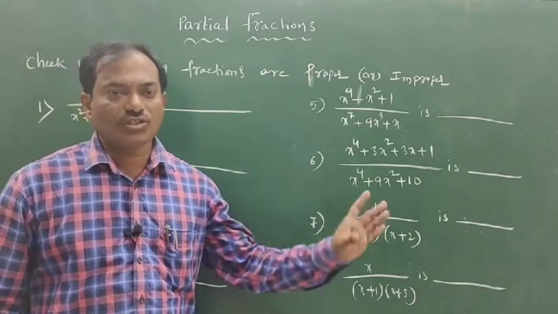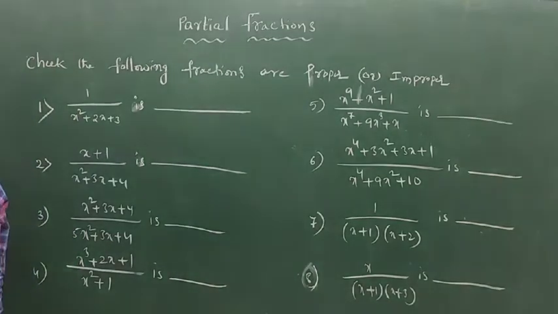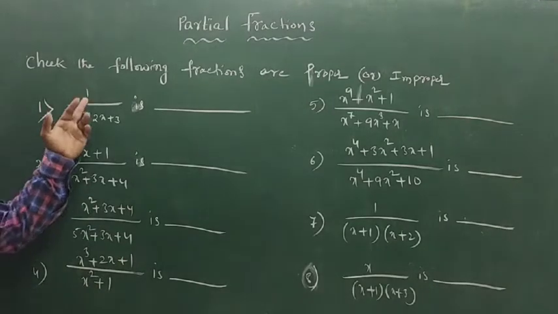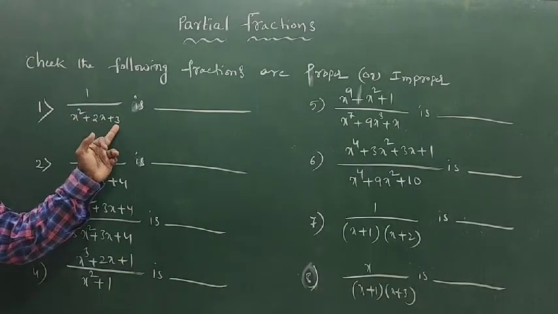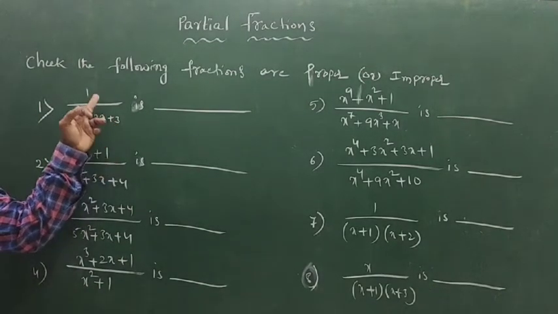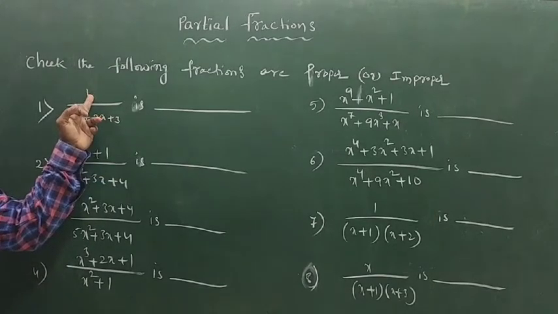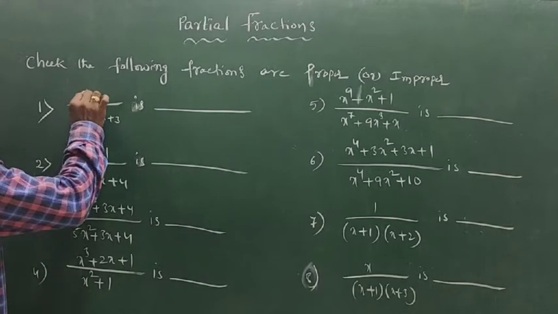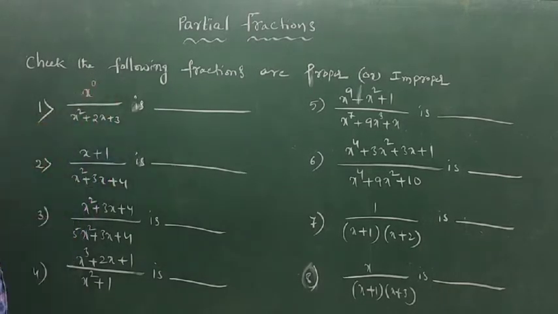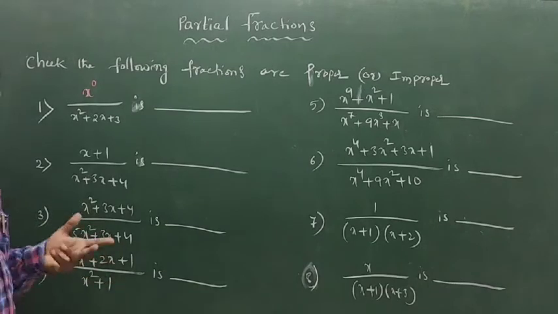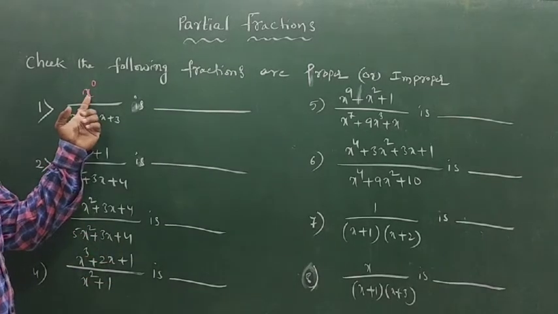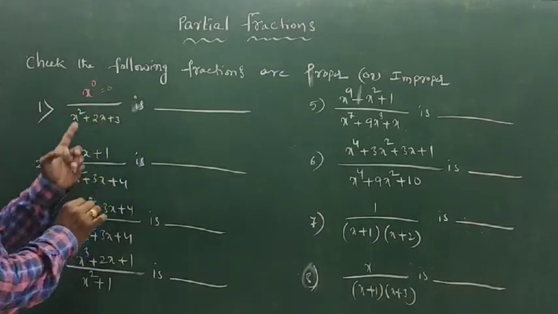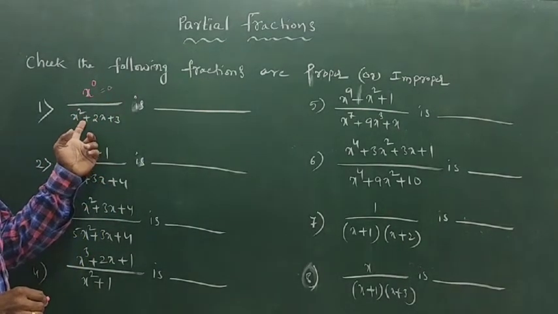Now students, we have to check whether the following fractions are proper or improper. This is the assignment. The first problem is 1 by x square plus 2x plus 3, and now we have to check it. Compare the numerator degree and the denominator degree. Here 1 is actually x to the power of 0, and x to the power of 0 means 1. So the numerator degree is 0. This is a 0 degree polynomial and the denominator is a second degree polynomial.